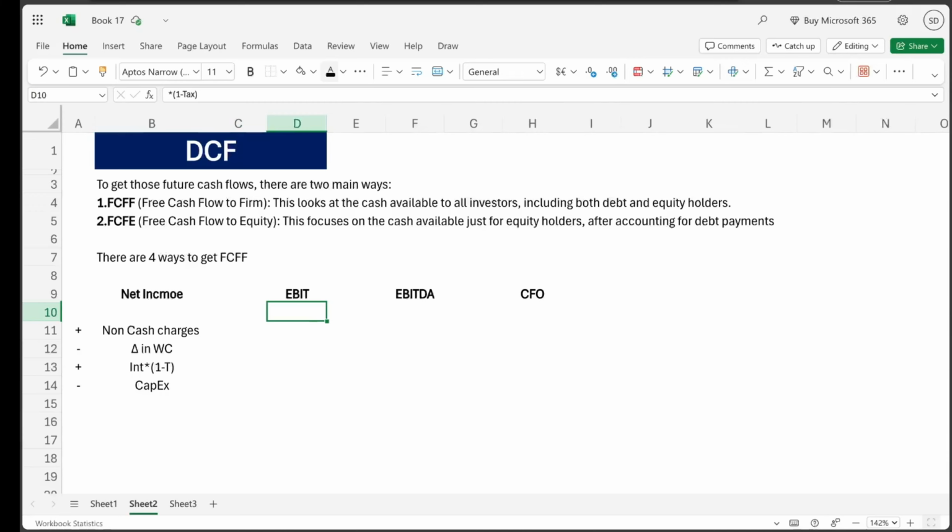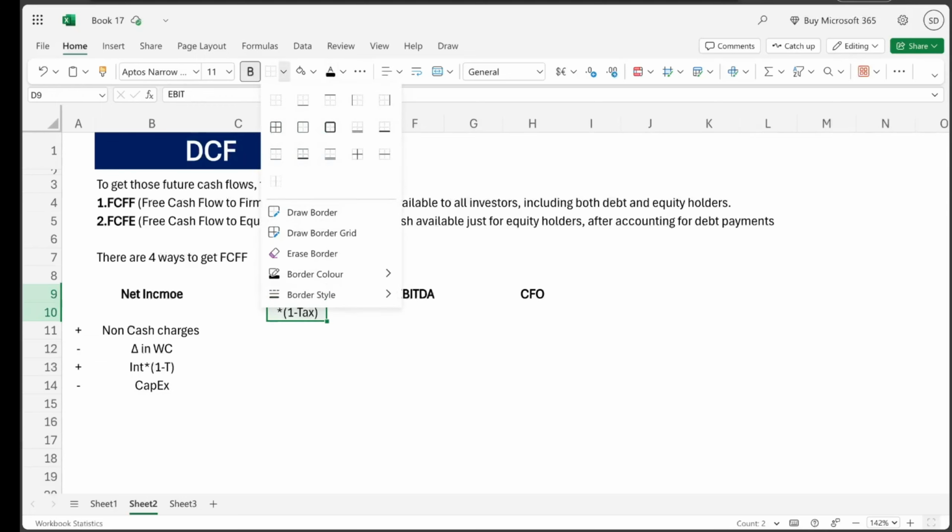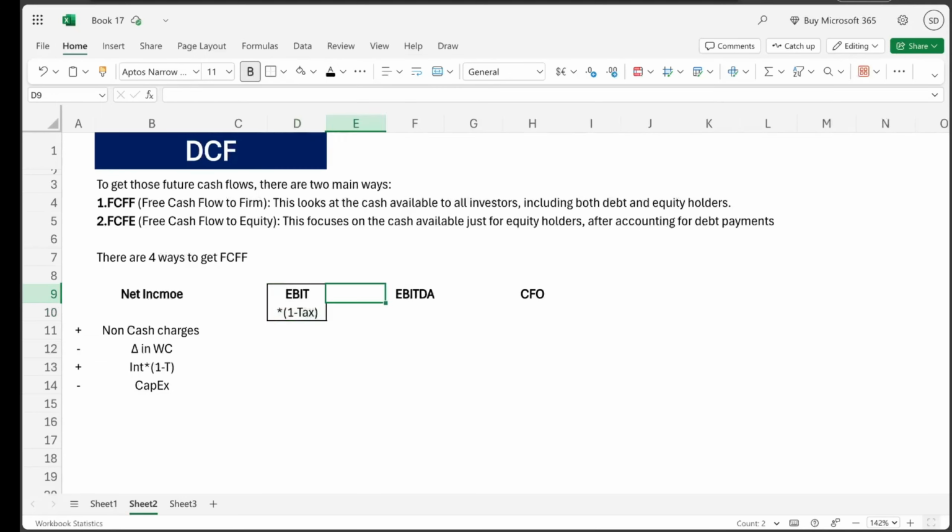And we can do it through EBIT also. EBIT into 1 minus tax, this we call NOPAT. It's a theoretical value that shows what the company's operating income would be if the company didn't have any debt. Then as normal we add the non-cash charges, subtract changes in working capital and subtract capex, then we get the free cash flows.